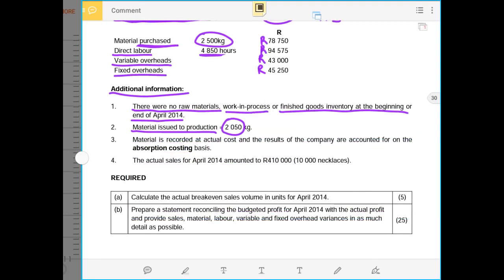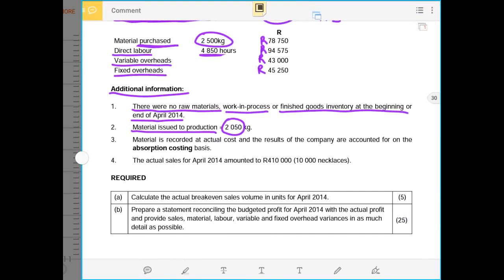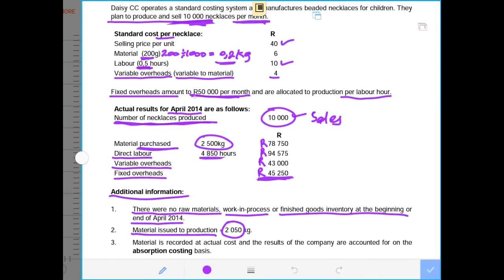This exercise is honestly one of the short exercises, just out of 30 marks. For this reason, I will just go straight to the requirements. I don't have to be writing down the analysis. We are required to calculate the actual, take note, the actual break-even sales volume, not the budgeted. Meaning when we are calculating our break-even sales volume, we need to focus on the actual fixed overheads of 45,250 instead of the 50,000, because the 50,000 was the budgeted fixed manufacturing overheads under the budgeted information.